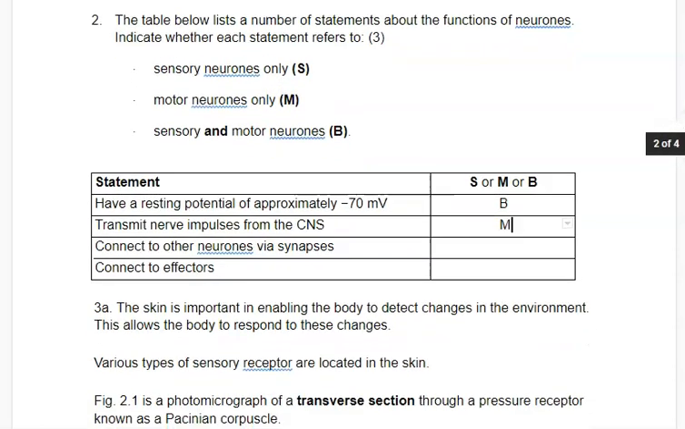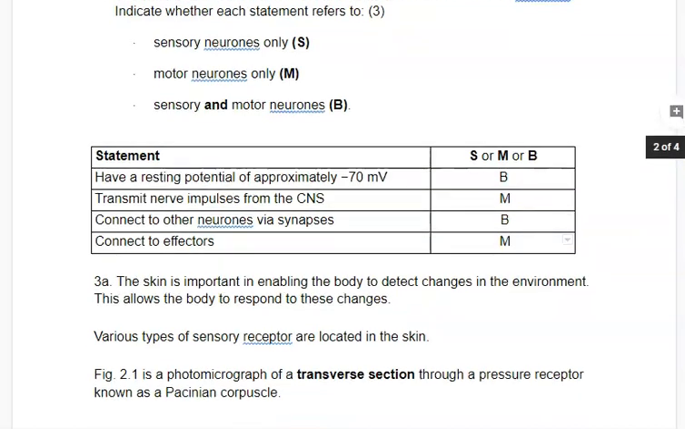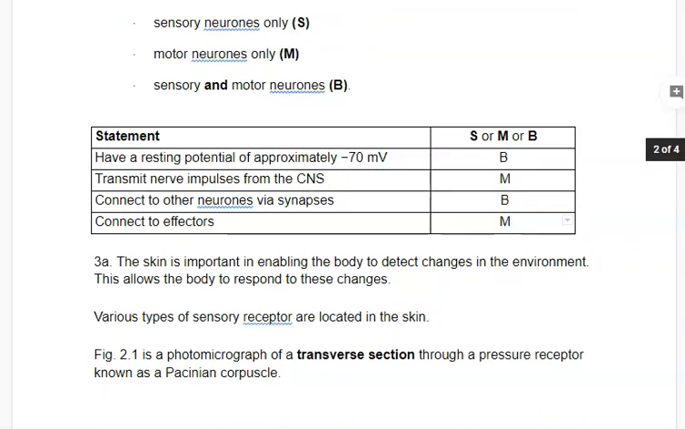The next one, connect to other neurons via synapses. Well, all neurons do that, so it's going to be both. And then connect to effectors. Well, that's going to be a muscle, and I know that my motor neurons carry information to muscles, so the answer is going to be an M.